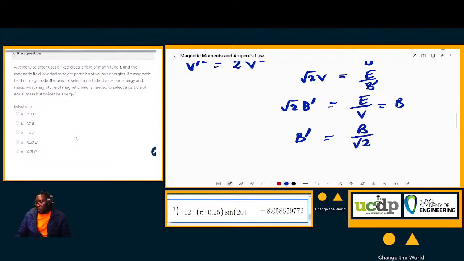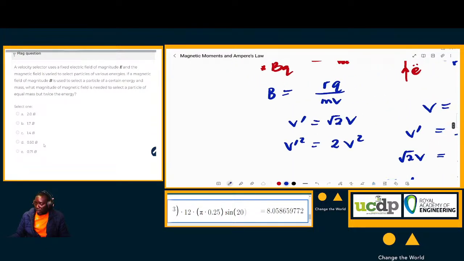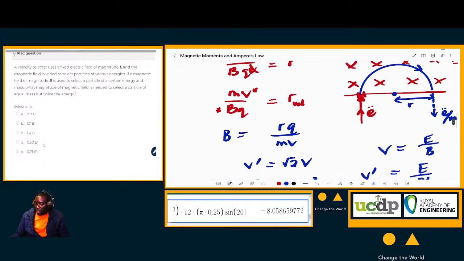That's what it means according to that, which will be equal to B over 1.4. 1 over root 2 should be 0.7. So this one gives us 0.71B. That's for the new B considering the crossed fields.